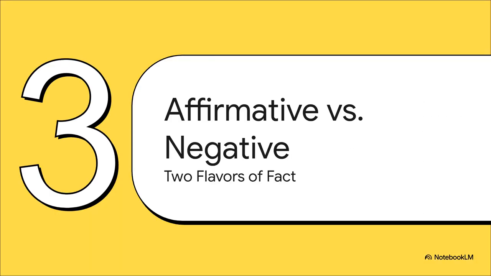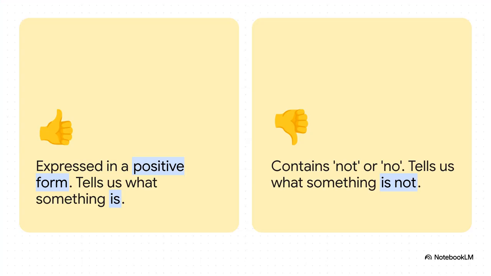All right, now inside this world of declarative sentences, things get even more interesting. They basically come in two distinct flavors: affirmative, which is positive, and negative. And the distinction is really simple. An affirmative sentence tells us what something is. It's a positive statement. A negative sentence, on the other hand, tells us what something is not. It usually does this by using a word like not or no. They're really just two sides of the same coin.